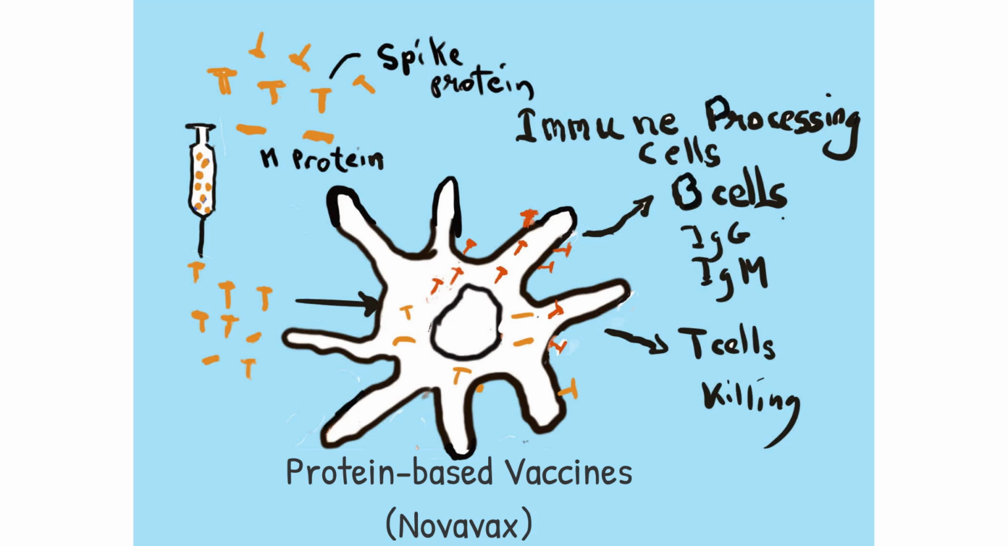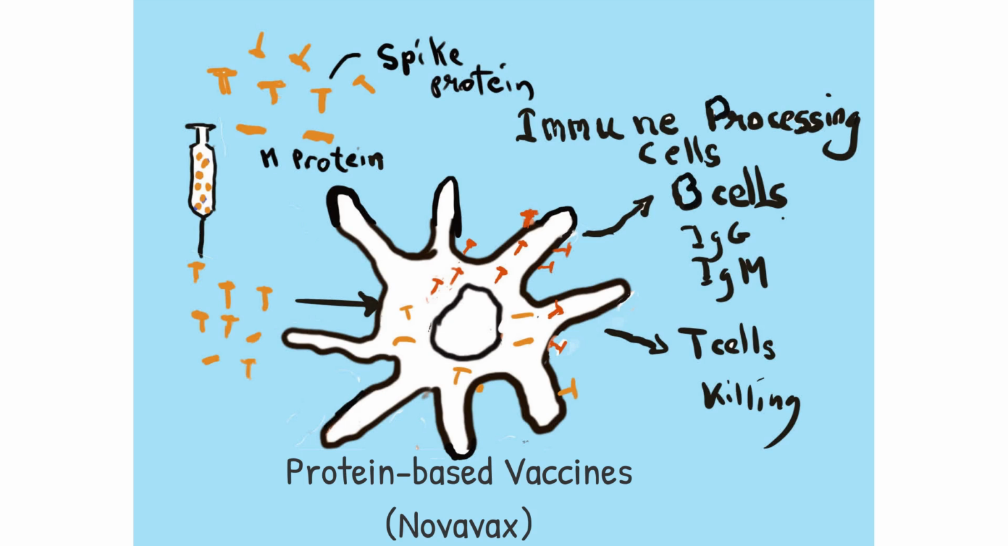For the SARS CoV-2 vaccine, the full-length spike protein is expressed and purified and combined with an adjuvant, Matrix-M adjuvant, a component that amplifies the immune reaction, and is injected intramuscularly, and the immune processing cells take up the foreign protein and express it on their surface, stimulating B and T cell immune responses.